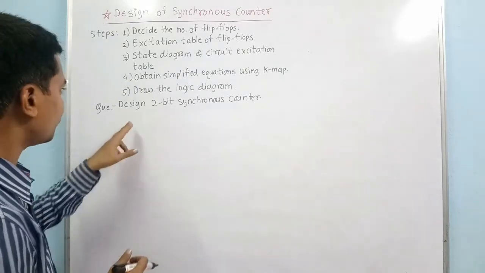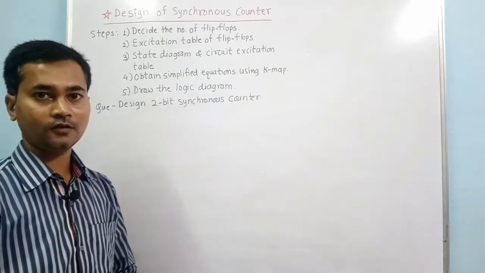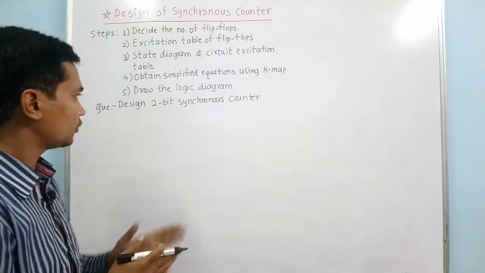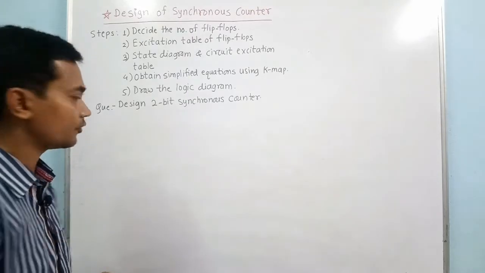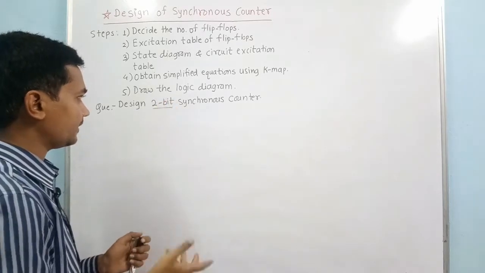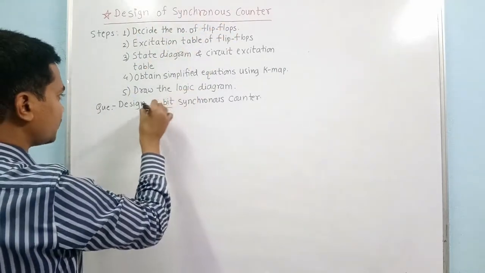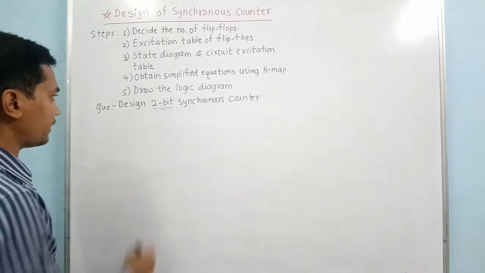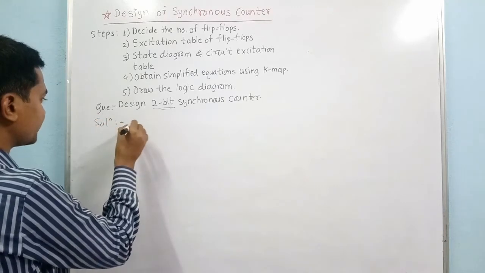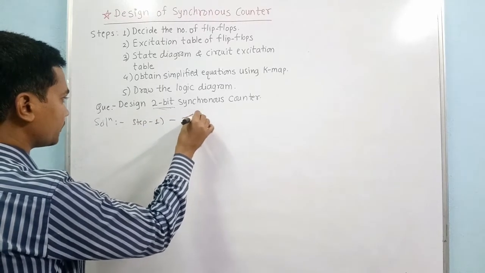Here the problem statement is given: design a 2-bit synchronous counter. So our step number 1 is what? We have to find out how many flip-flops are required to design the synchronous counter. In the question itself it is mentioned that we have to design a 2-bit synchronous counter. So for step number 1, deciding the number of flip-flops, 2 flip-flops are required.